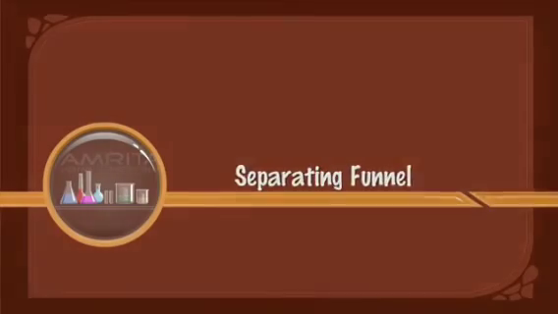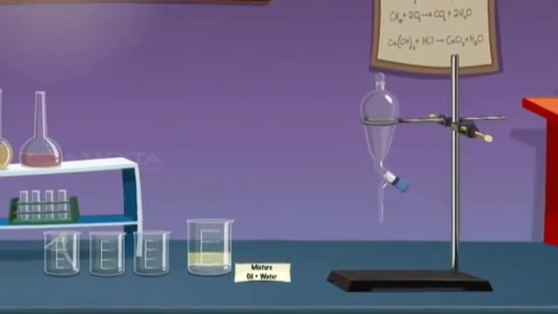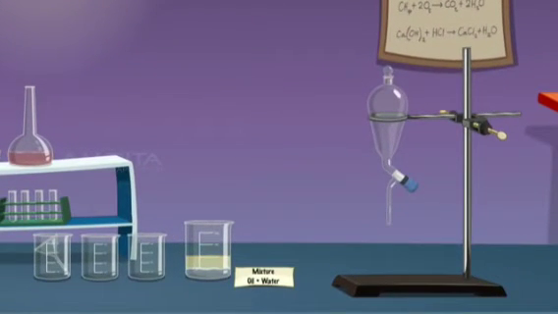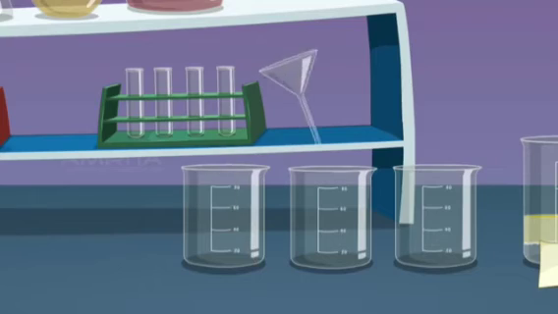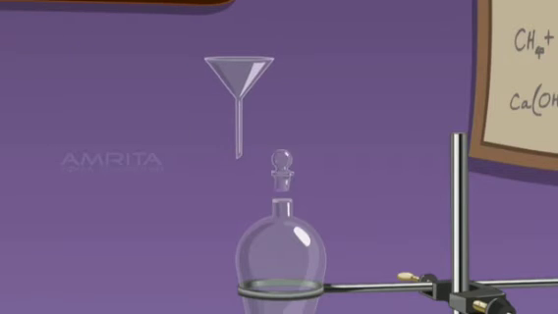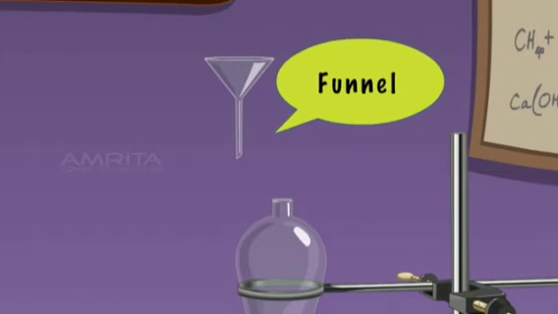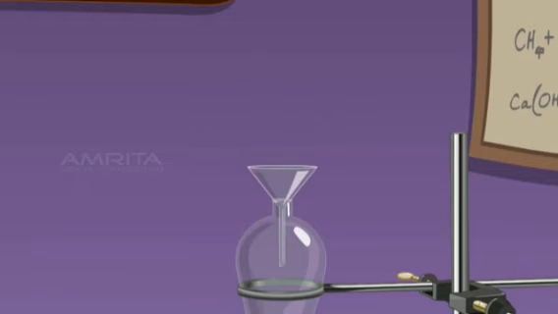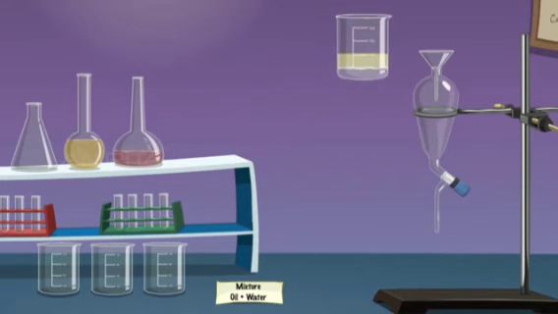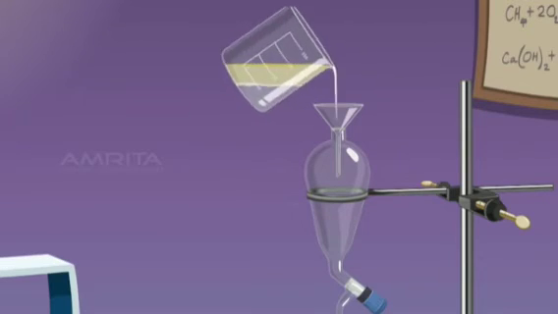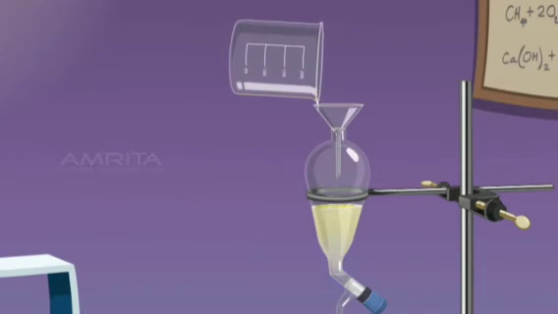Separating funnel. To do this experiment, we require a separating funnel, stand with a clamp, mixture of oil and water, filter funnel, and beakers. Take a filter funnel and place it on the mouth of the separating funnel, which is clamped to a stand. Pour the mixture of oil and water into the separating funnel through the filter funnel.